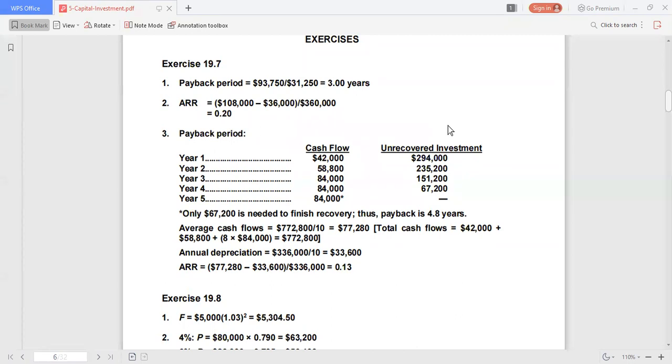So we now have your average cash flows equal to 770,000 to 800. You divide it by 10 years. So you now get 77,080 per year. The total cash flows are 42,000, 58,000, and 8 times 84,000. That's how you got 770,800. And so your annual depreciation is also taken by dividing the cost of the asset by 10 years.